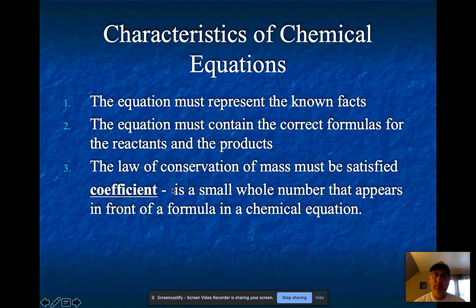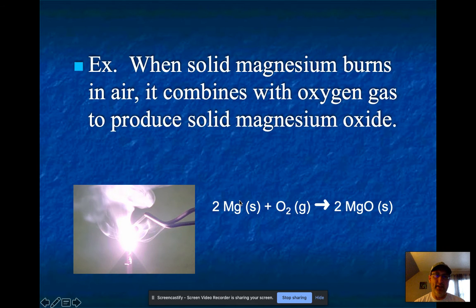These small whole numbers that you're going to place in front of a chemical equation or in front of a formula in a chemical equation. So it has to be balanced. You have to have the same number of atoms on one side as you do on the other. Remember the law of conservation of mass, Antoine Lavoisier. Matter is neither created nor destroyed in an ordinary chemical or physical change. So that's what we're looking at there.